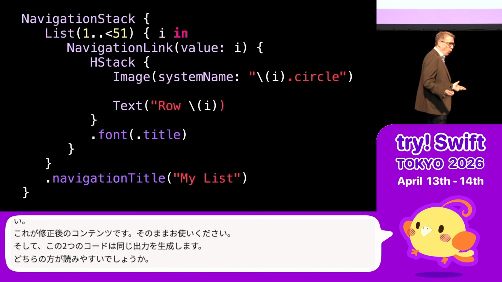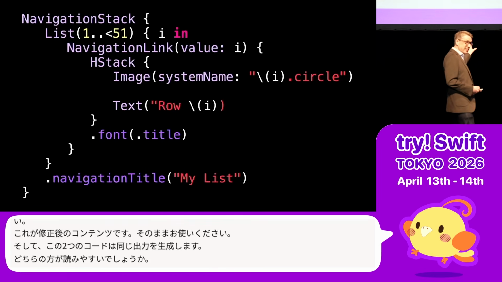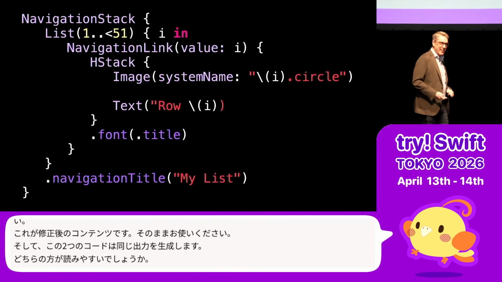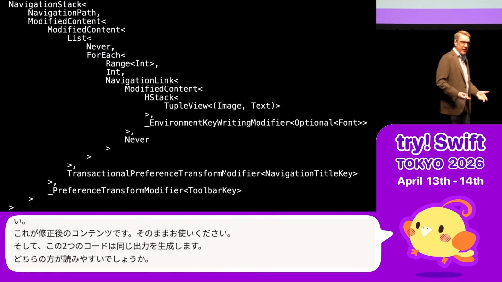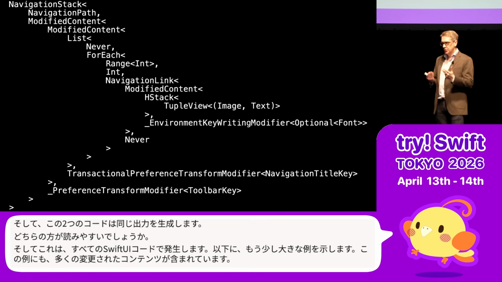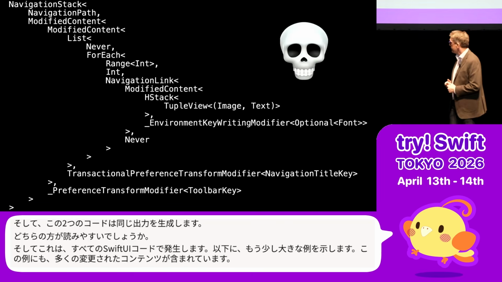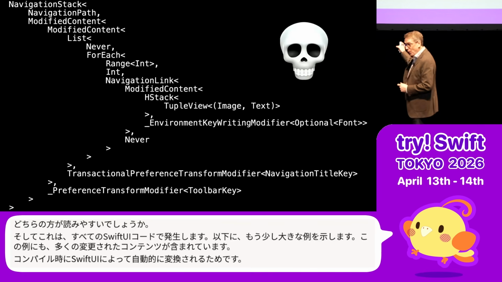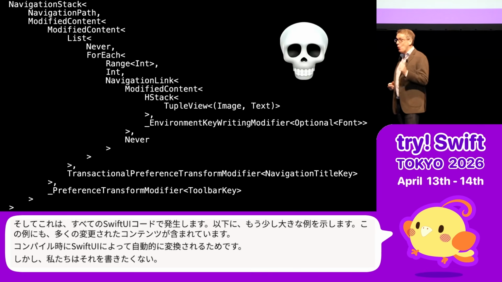And this happens for all your SwiftUI code. Here's a moderately larger example, and that also has lots of modified content inside as it's being transformed for us by SwiftUI at compile time. But we don't want to write that. No one wants to write that.